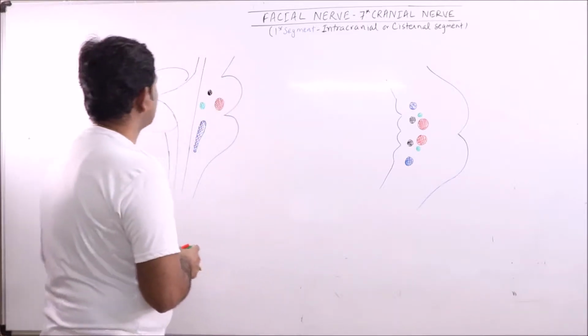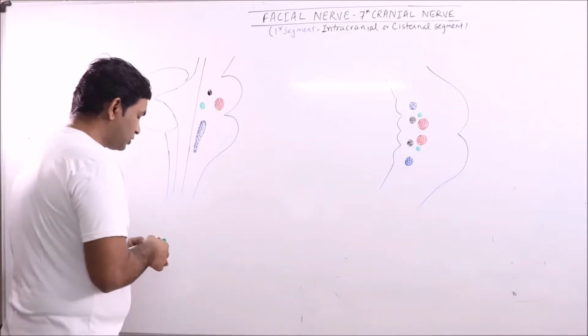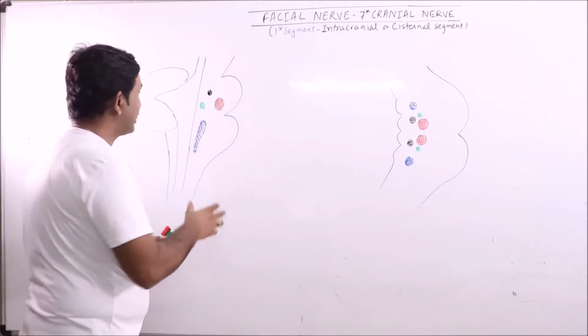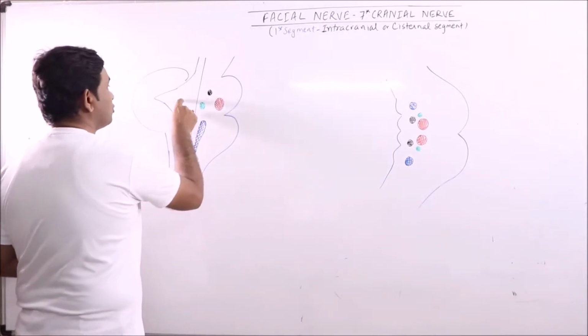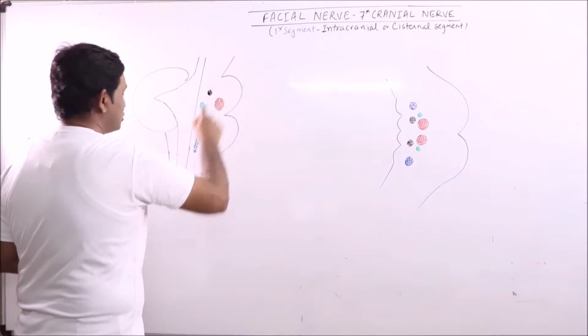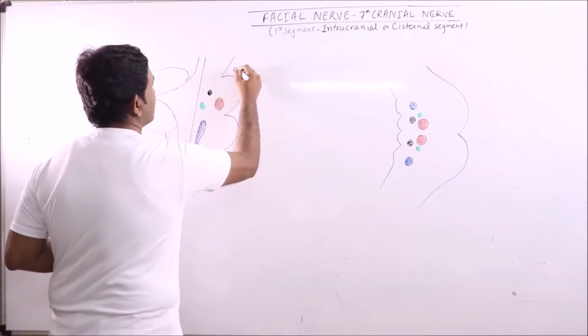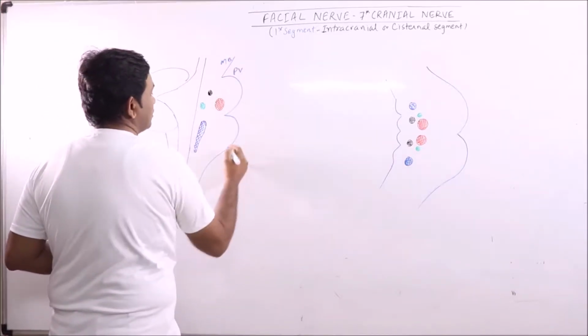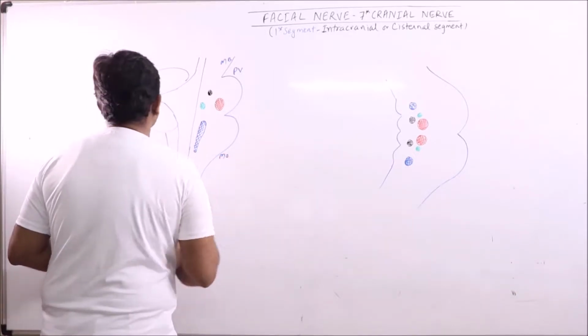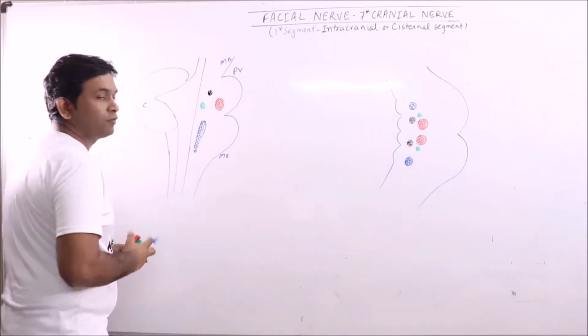So this is the vertical section of the brainstem of the hindbrain, in which the fourth ventricle is shown. This one is pons varoli. This is midbrain. This one is medulla oblongata. This is cerebellum. This is the fourth ventricle.